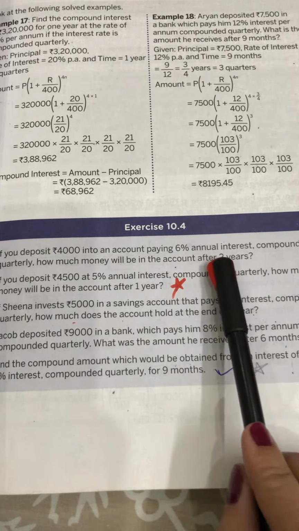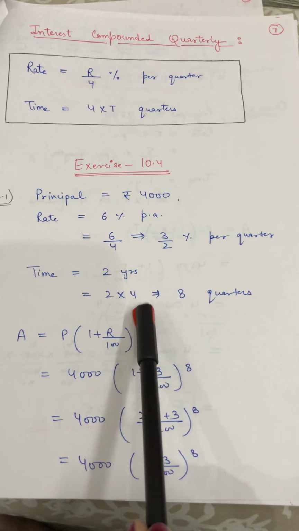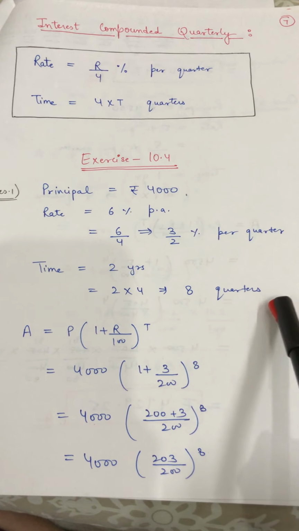Solution. See, first of all, according to the statement, what is given to you? Principal is given, rate is given, and time is given. Principal will be as it is, only rate and time you have to change. As I have told, this is the exercise of quarterly, so you divide the rate by 4. After cancelling, it is equal to 3/2% per quarter. And time is 2 years, so multiply 2 with 4, that is equal to 8 quarters.